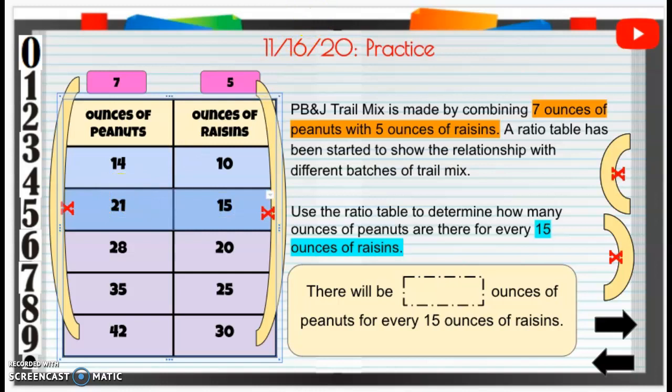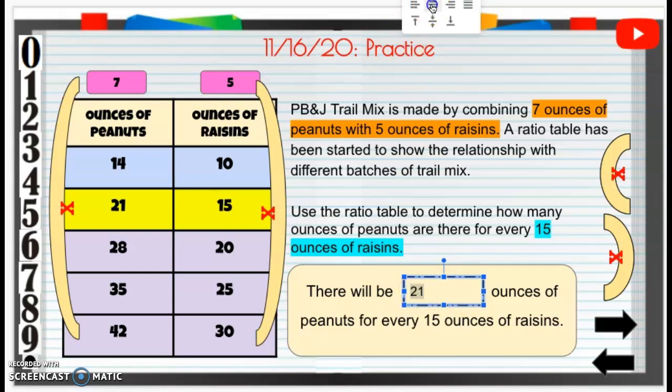We need to figure out how many ounces of peanuts. I'm going to put that box in bright yellow because that's the box we're looking at. So 15 to this 21, this 15 says that there's 21 ounces of peanuts. So I'm going to put in this box 21 for our 21 ounces of peanuts for every 15 ounces of raisins. And that is it for our practice. Great job!